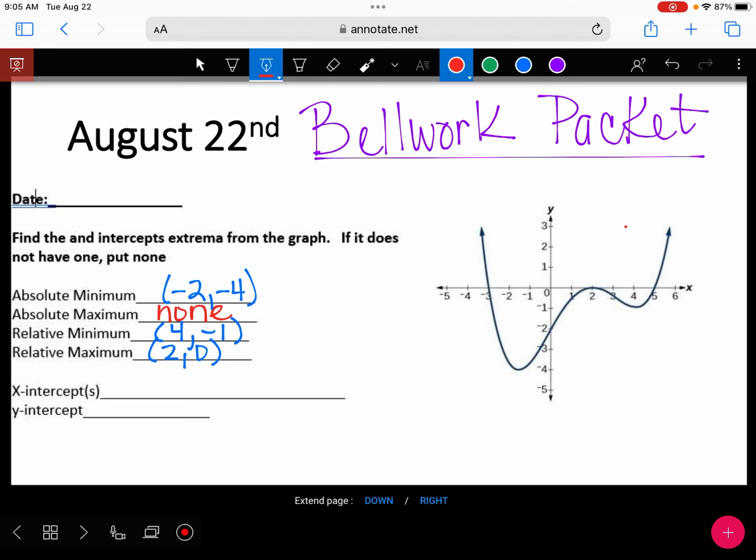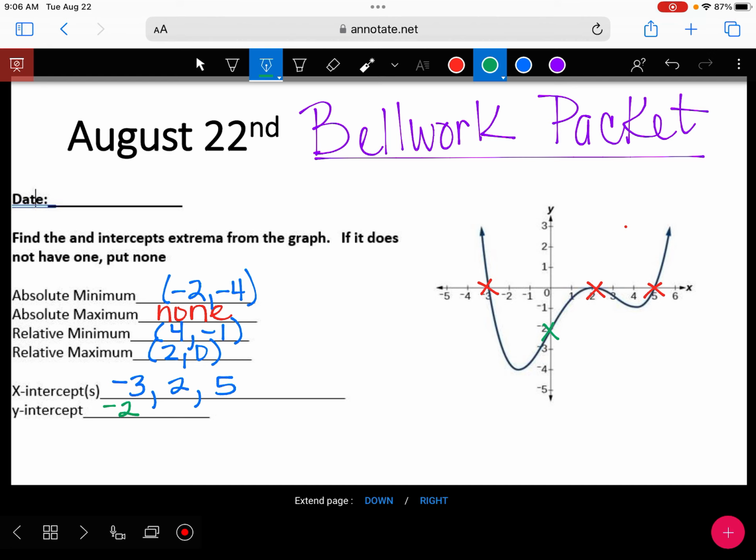So we have one here, and one here. So that would be -3, +2, +5. And then our y-intercept, show me with your fingers. How many y-intercepts do you see? Yep, just one. And where is that at? -2.